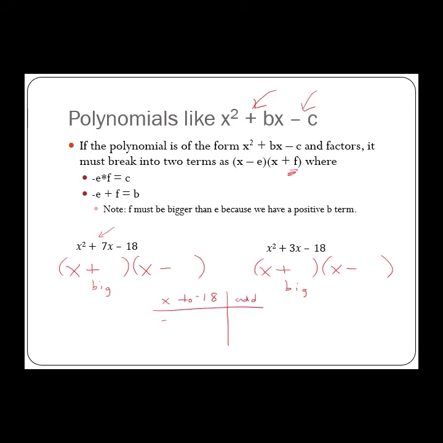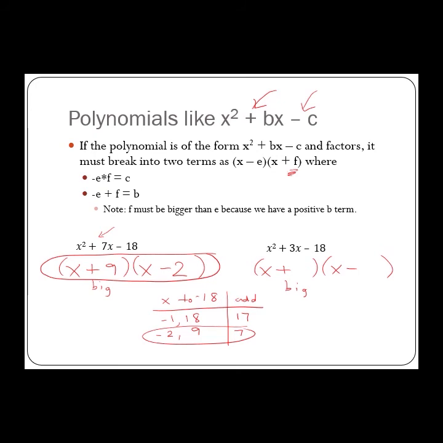So I could have negative 1 and 18. Remember, I'm letting the bigger number be positive. That's why it's what's positive in my table. Negative 1 plus 18, 17. Not what we're looking for. 18 divided by 2 is 9. Negative 2 plus 9 is 7. So that's the pair we were looking for over here. 9 and 2. x plus 9 times x minus 2.